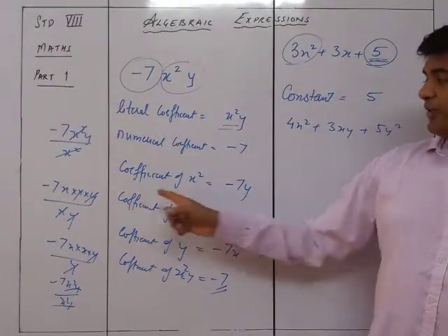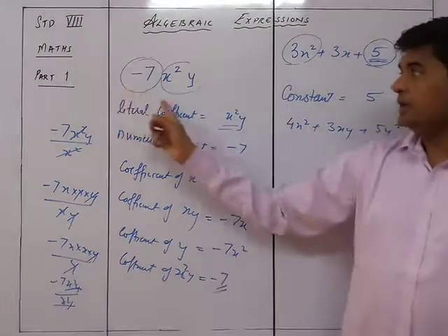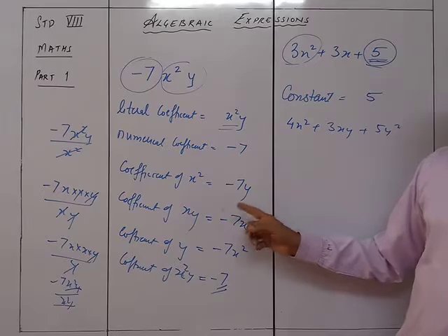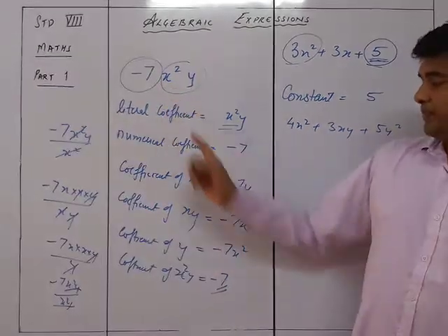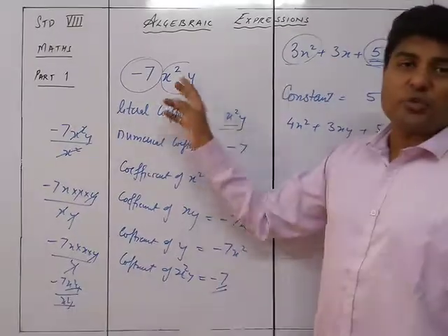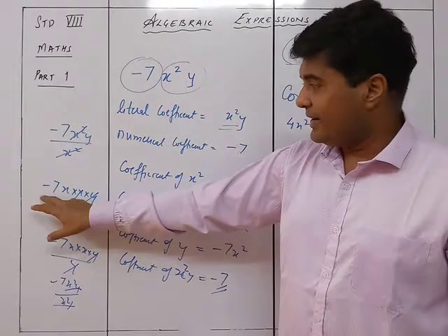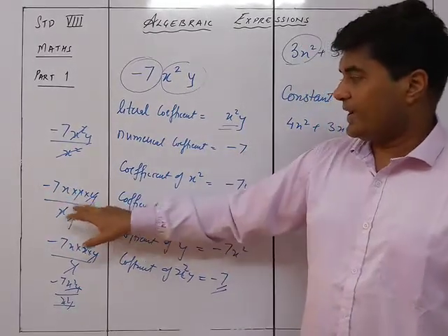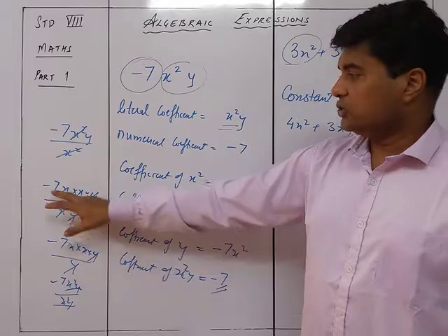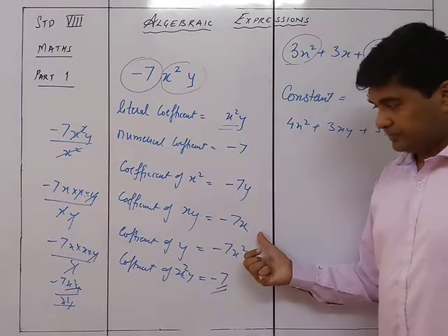So we can see the coefficient of x square in this term is minus 7y. The coefficient of xy is minus 7x. Why? Because x square means x into x. So it is minus 7 into x into x into y. So x and y get cancelled. So we get the answer as minus 7x.